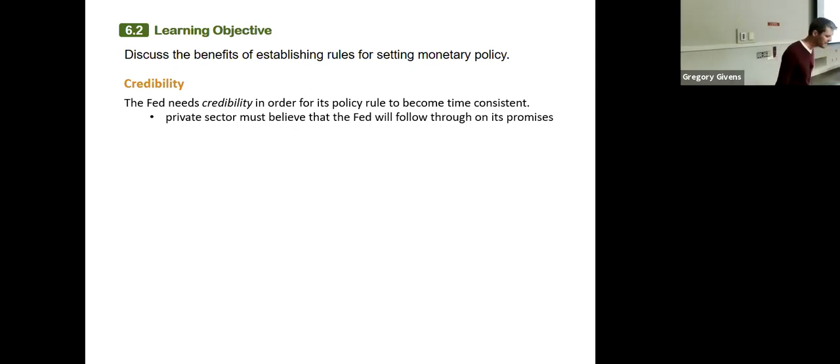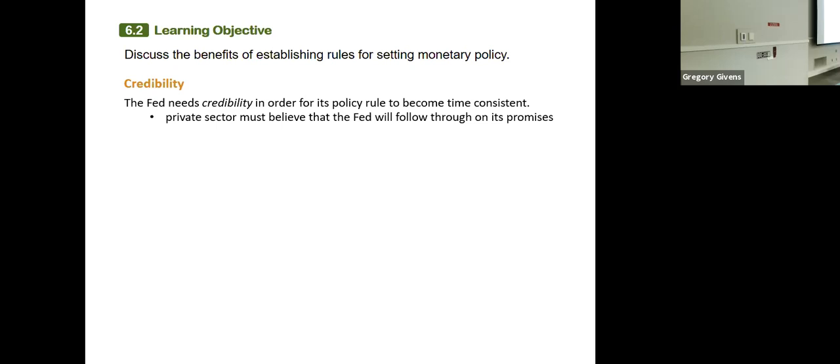Okay, now what do I mean by credibility with regard to the central bank? Well, you guys know what the word credible means, right? When we apply it to monetary policy, that means the private sector must be able to believe that the Fed will actually follow through on its promises.